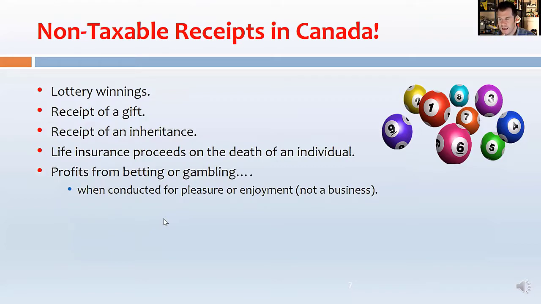Profits from betting or gambling. Okay, as long as it's not your profession. If you're trying to become a professional gambler, then you have an adventure or concern in the nature of trade. You are now earning business income. So you could potentially deduct your expenses from that, whatever the expenses associated with being a professional gambler are.